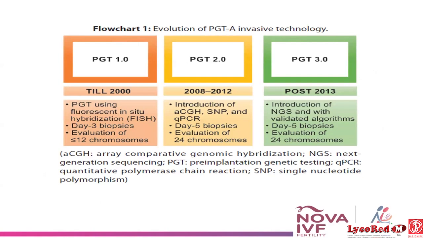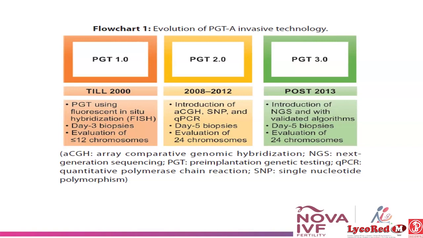There was a PGT 1.0 era when they were using the FISH technique, evaluating fewer than 12 chromosomes, mostly focusing on chromosomes 13, 18, 21, X and Y. After that, the PGT 2.0 era started, with the introduction of CGH array, SNP, and qPCR, and blastocyst biopsy was started. But during that time, there were two reports where two aneuploid embryos were transferred and they got a healthy euploid baby. Now there was a question about the PGT that was started during this basic era.